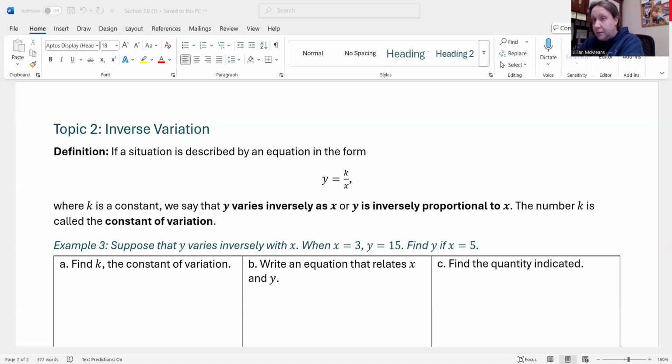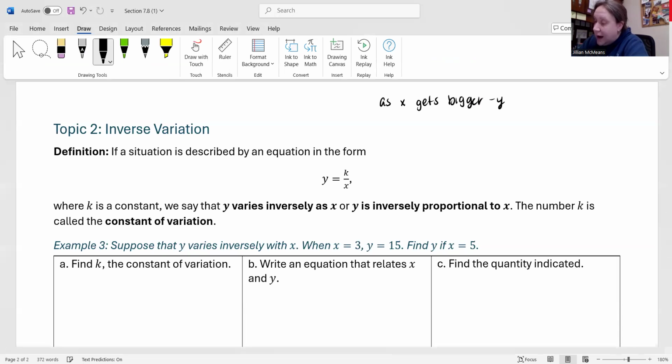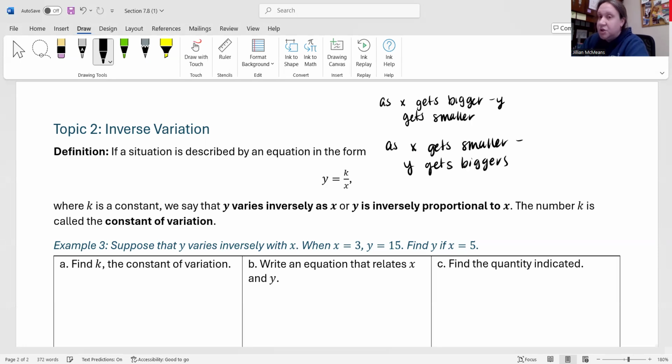Now, what you need to understand about this that is very different from direct variation. With direct variation, if x got bigger, y got bigger. If y got smaller, x got smaller. So as one variable changed, the other one changed proportionally to that, okay? With inverse variation, it's kind of the flip-flop. So as x gets bigger, y gets smaller. As x gets smaller, y gets bigger. So these variables change inversely. So as one is getting bigger, the other is getting smaller and vice versa.